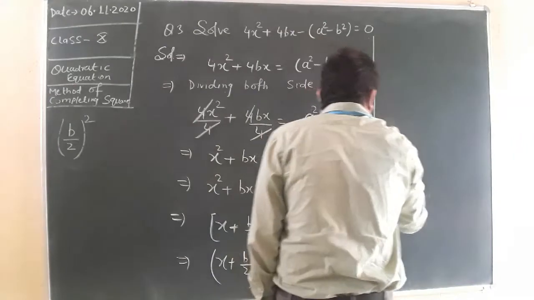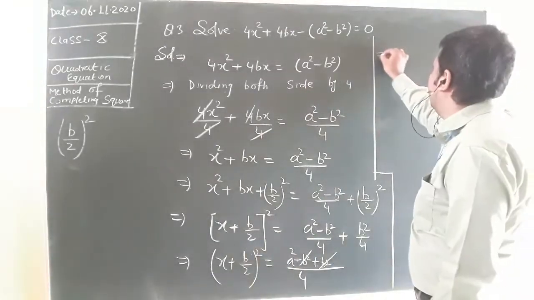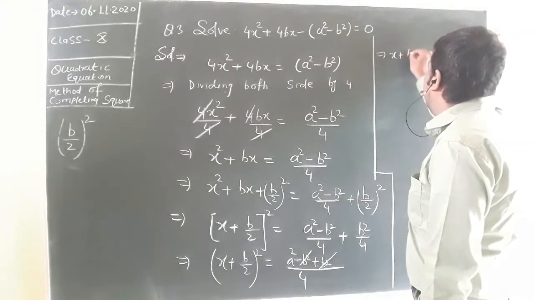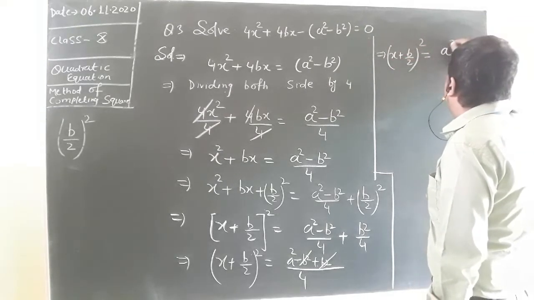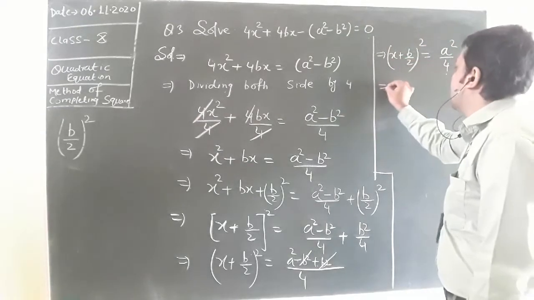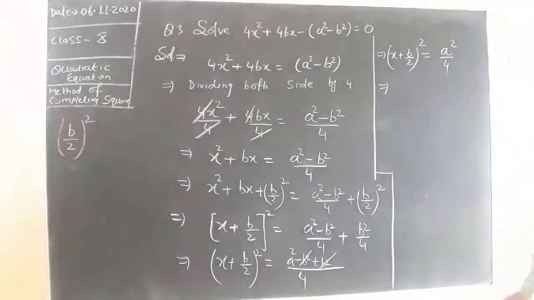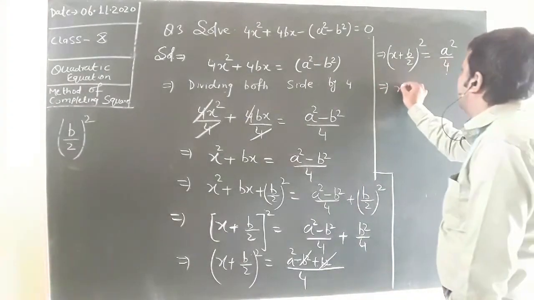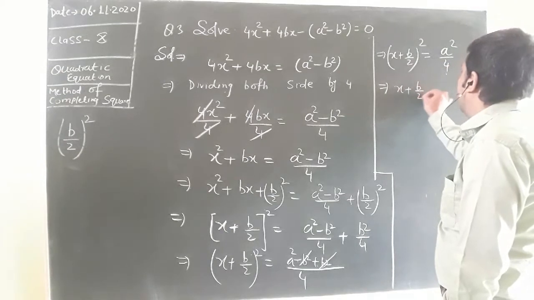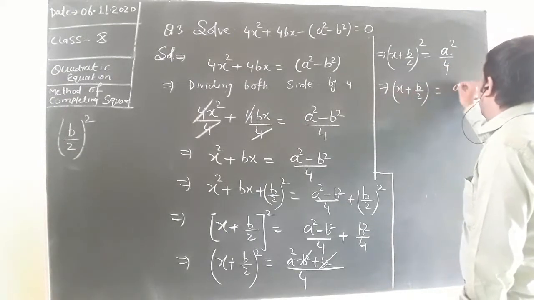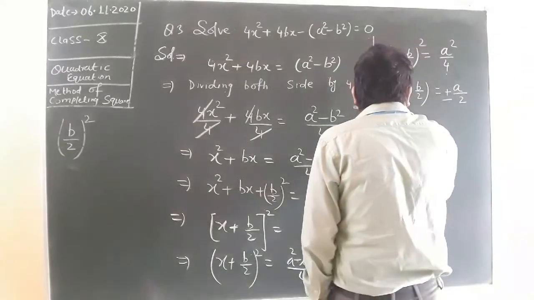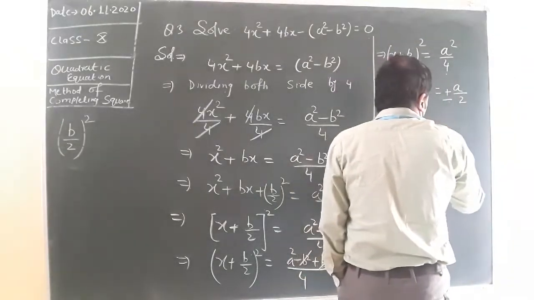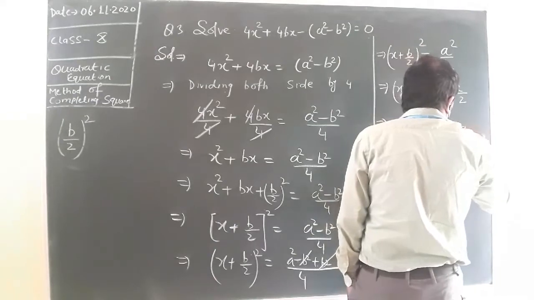So after this, x plus b by 2 whole square is equal to a square by 4. Now removing the square, it will become x plus b by 2 is equal to a by 2 with plus minus. So x is equal to minus b by 2 plus minus a by 2.